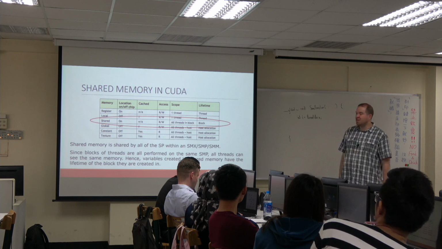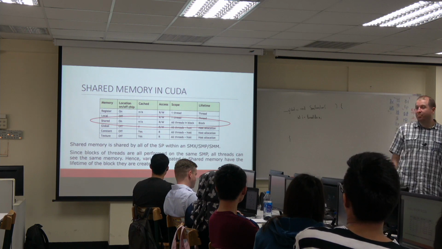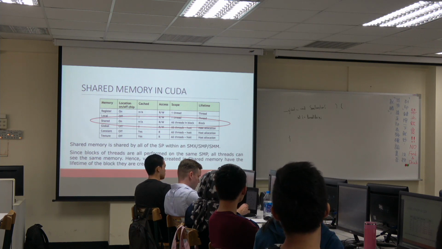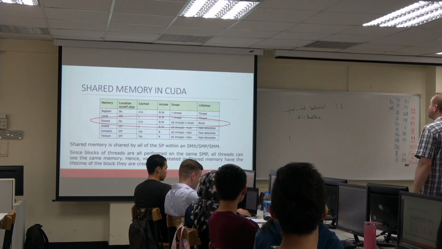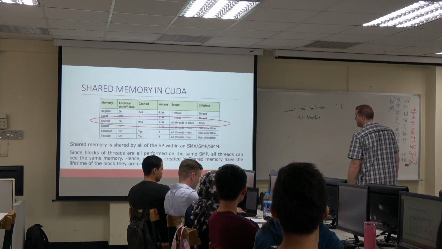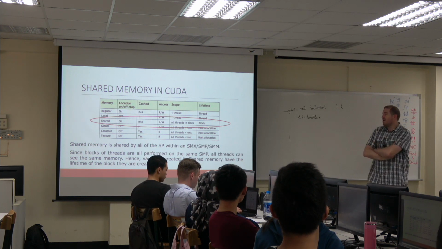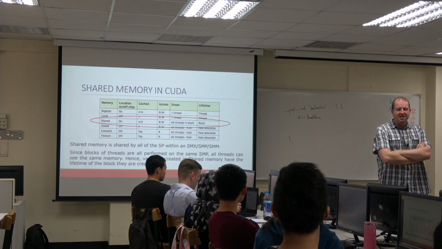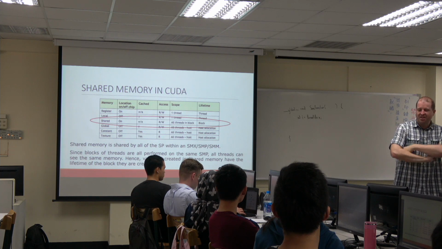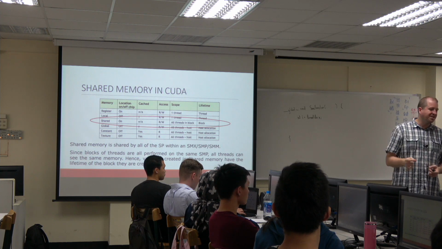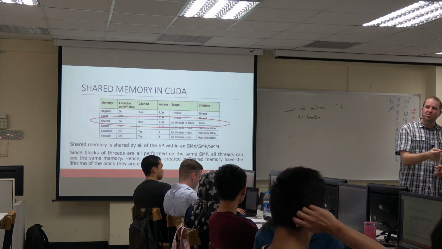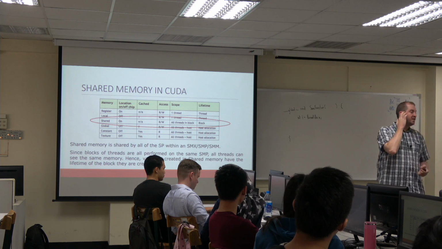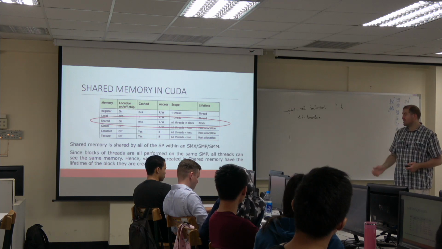So shared memory is shared by all of the SPs, streaming processors, inside our SM, our streaming multiprocessor. Since all blocks of threads are performed at the same time on the same SM, all of the threads can see that memory. So that's very, very convenient. That's why they call it shared, because if we choose to use this memory, not only can each thread see its own section of shared memory, it can also see any section of shared memory that is accessible by any other thread in that block, which makes it very, very useful for us.